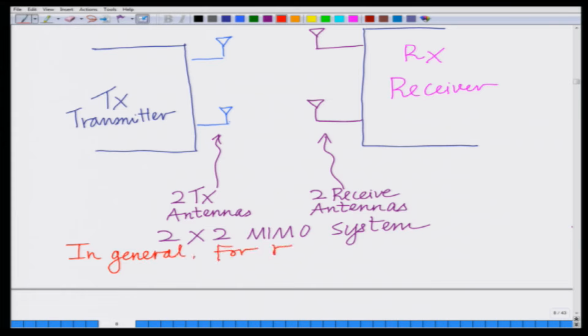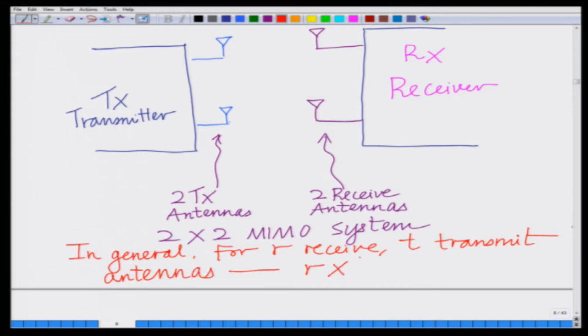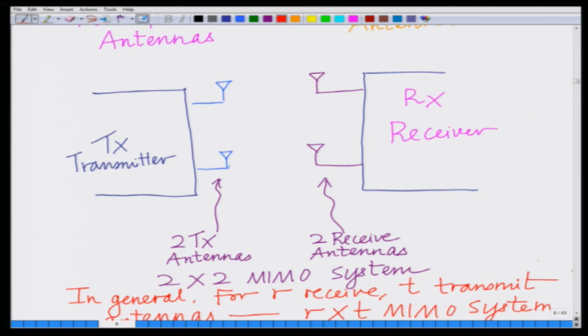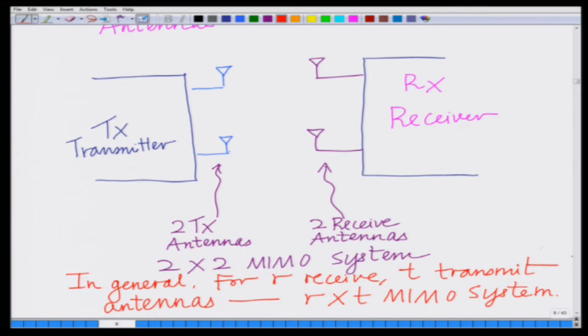In general, for R receive and T transmit antennas, we have an R cross T MIMO system. So here we are considering a 2 cross 2 MIMO system.